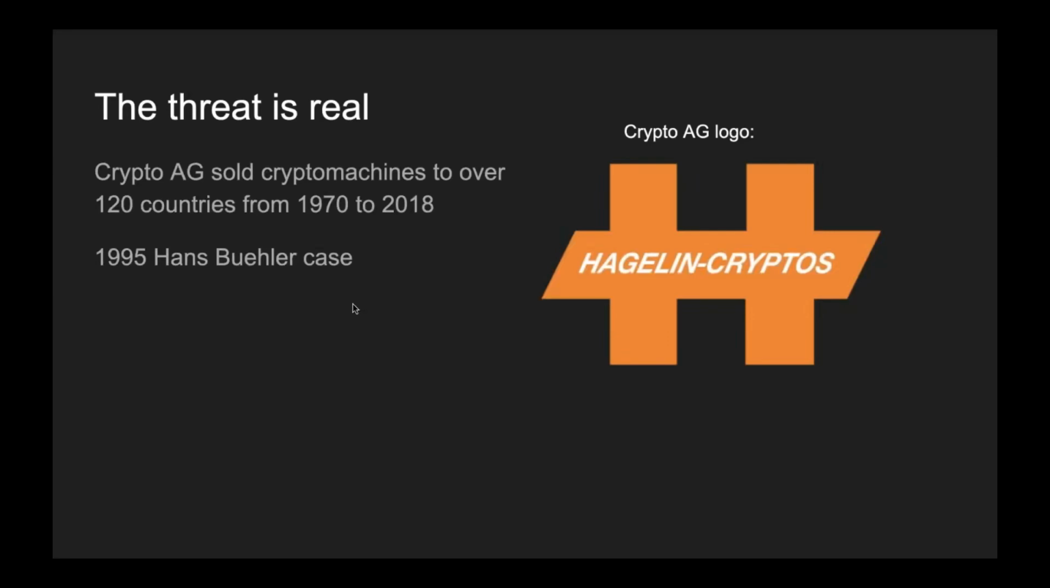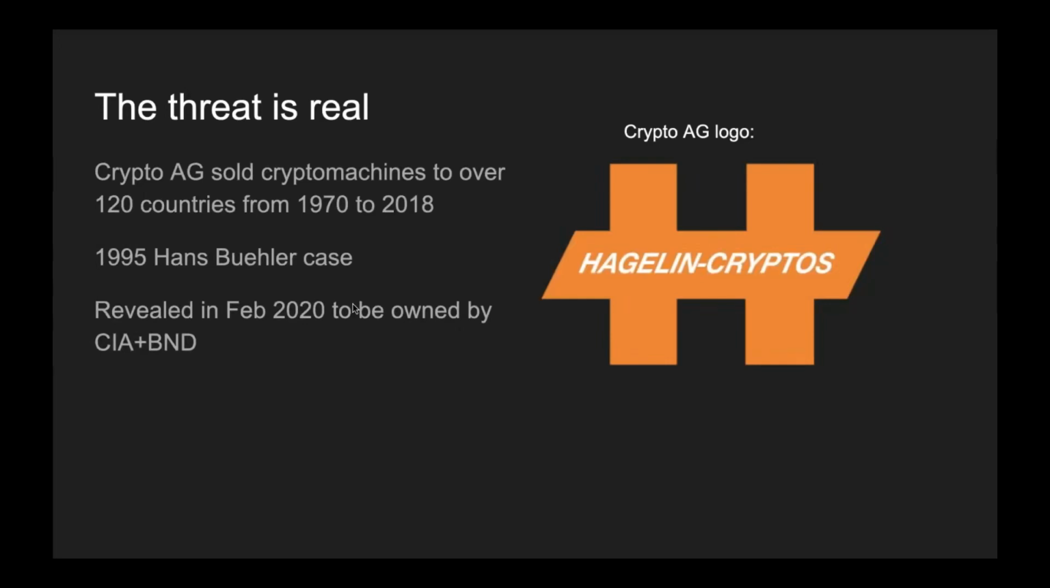Hans Buehler was a salesman. He was a top salesman, actually. So apparently he's pretty good at it because he sold these machines to 120 other countries. But after 9 months of interrogation, it was pretty clear that he didn't know anything about connections with the CIA or the NSA. But they were right to be suspicious because it was revealed just last month that this company has been owned the whole time by the CIA and the BND. And BND is the German equivalent of it.